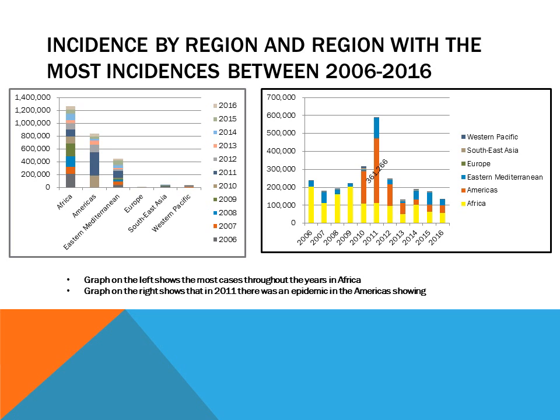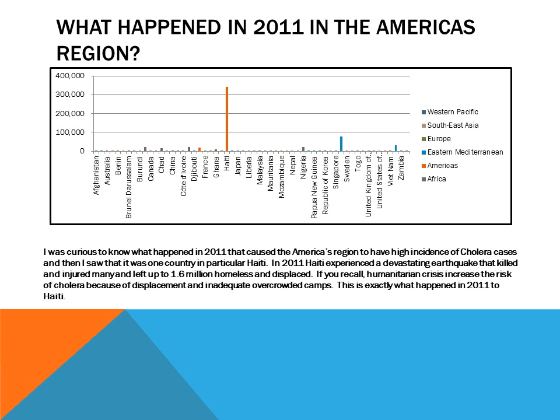The graph on the right is the same information, but it's shown differently. And this time you're able to see the years at the bottom. We were able to see that in 2011, the Americas had a huge amount of cases. And I am curious to find out why, because if you compare it to the other years, it is not as high. So what happened in 2011?